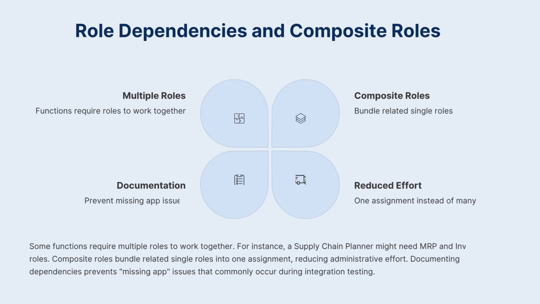Role dependencies and composite roles. In complex business environments, some processes span multiple functional areas. For example, a supply chain planner may need both MRP and inventory visibility.